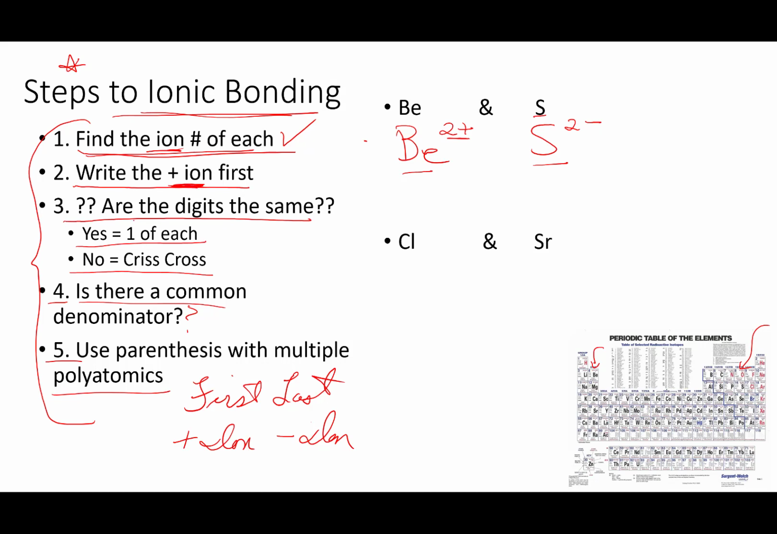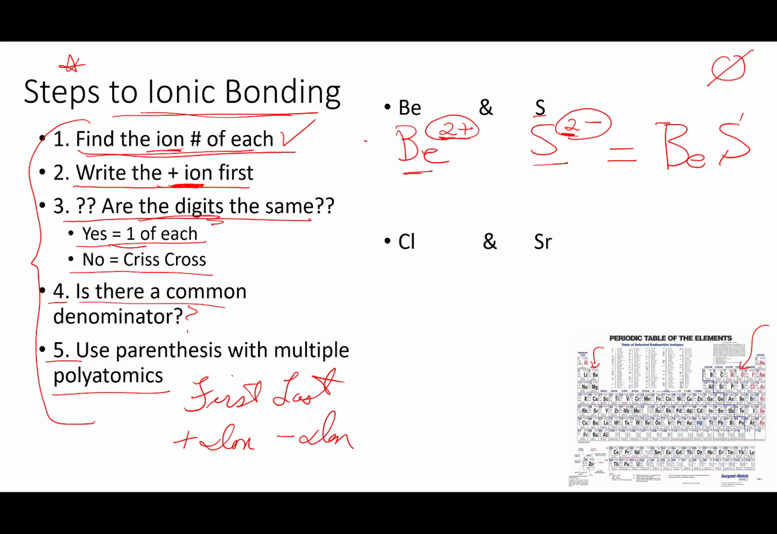Then we ask ourselves the question, are the digits the same? Meaning, is this a 2 and that's a 2? Well, the answer is yes, they are. Nature's goal is to come up with a total charge of 0. So +2, -2. So what do we have? One of these, and the compound is going to be BeS. Pretty simple. Okay, let's do another.